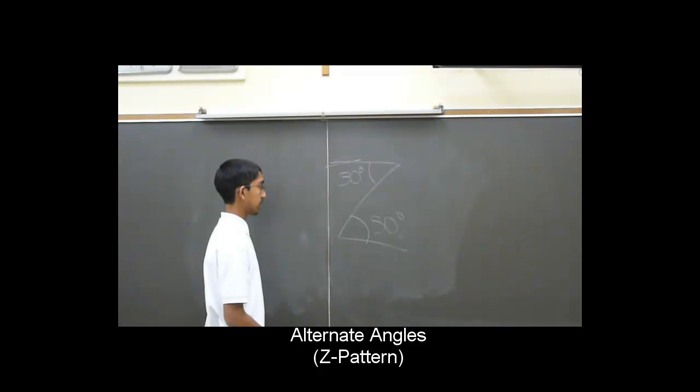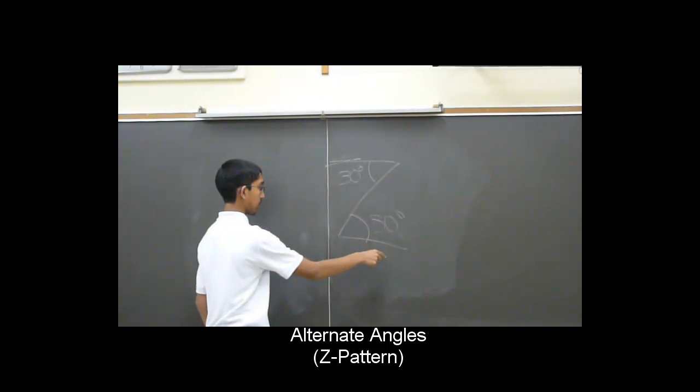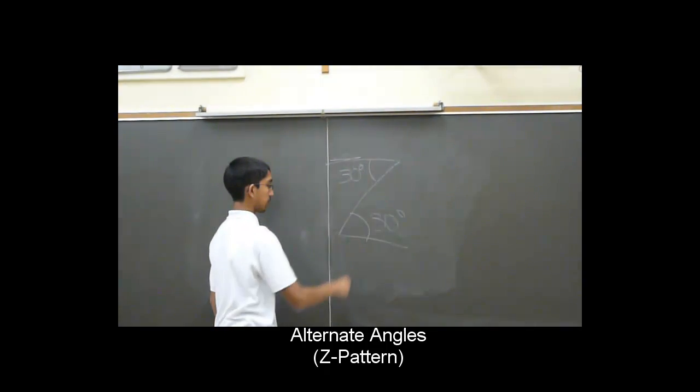This is because, as you see, this is a Z shape. The two endpoints of the Z shape are always equal.